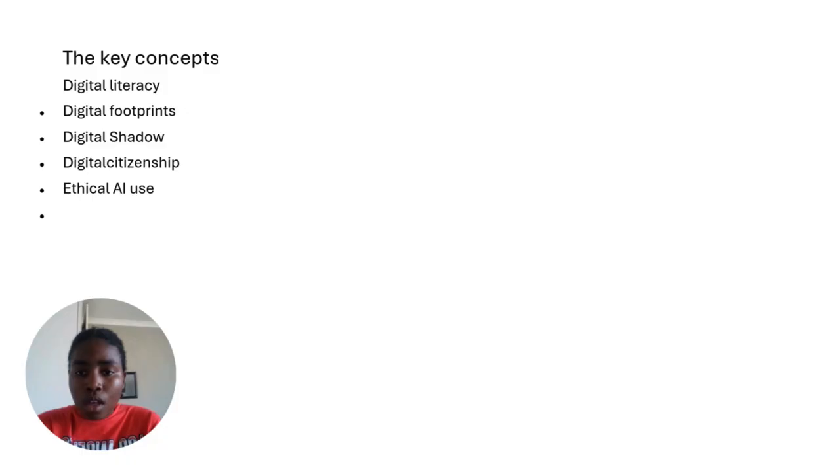So we are going to talk about five key concepts, which are digital literacy, digital footprint, digital shadow, digital citizenship, and ethical use of AI. I am going to give a clear explanation of each concept. I will also provide a screenshot of how I use each concept in a responsible way. I'll also provide a link. Lastly, I will give a brief reflection of how each concept is important.